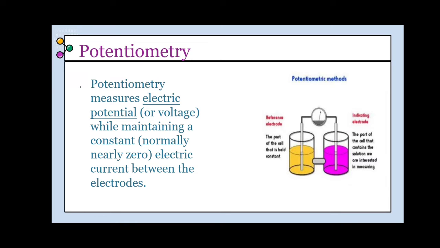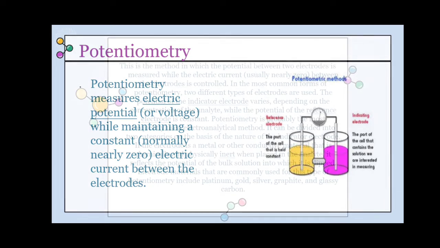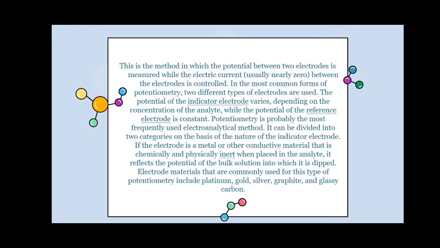Potentiometry measures electric potential or voltage while maintaining a constant or normally nearly zero electric current between the electrodes. This illustration shows how potentiometry measures electric potential or voltage. Potentiometry is the method in which the potential between two electrodes is measured while the electric current, usually nearly zero, between the electrodes is controlled.